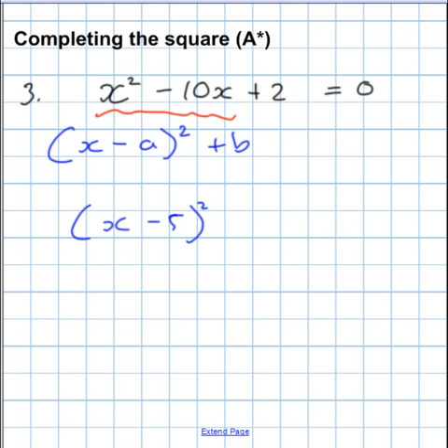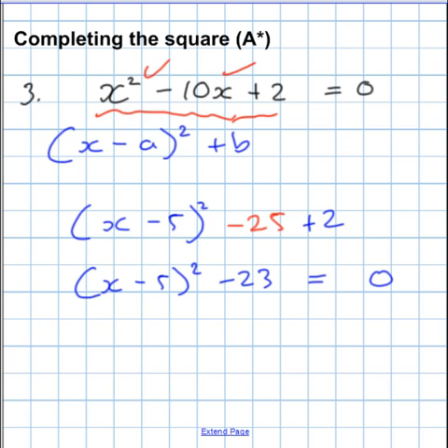Now, when I expand that, I get x squared minus 10x. I want both of those. However, I also get plus 25. I don't want that, so I take away the 25. So we've got minus 25 here. But the whole expression I want is x squared minus 10x plus 2, so add the 2 that you want. And then just simplify the terms outside the brackets, and we get (x minus 5) all squared minus 23. Now I want to equate that to 0, so I write equals 0.